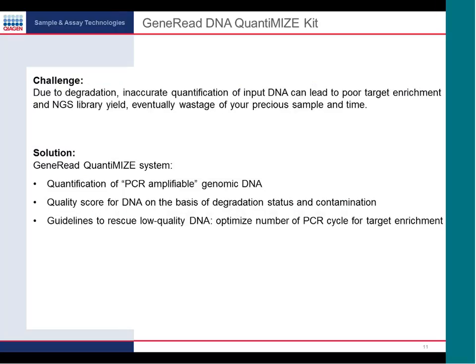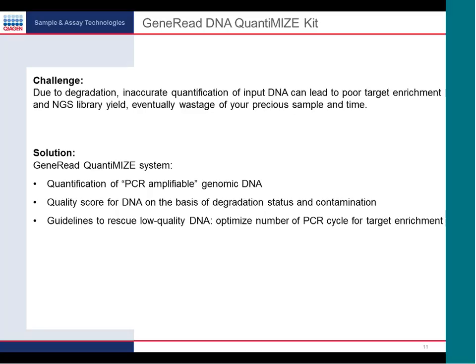So to overcome that challenge, QIAGEN has developed the GeneRead QuantiMize system. And it does three things with a single qPCR reaction. First of all, it does the quantification of PCR amplifiable genomic DNA. Second, it provides a quality control score for the DNA based upon degradation status and contamination. And the most important part is it provides you the guidelines to rescue your low quality DNA.